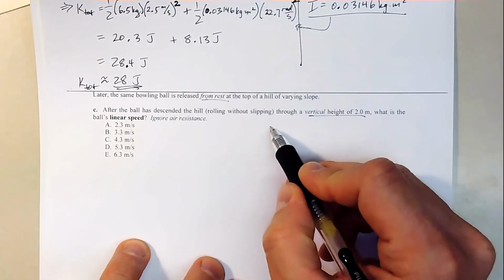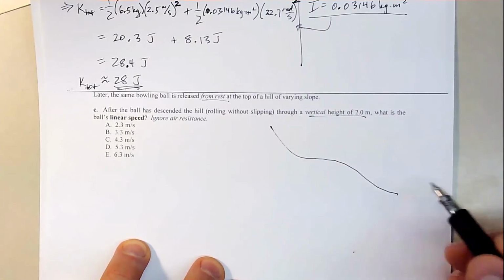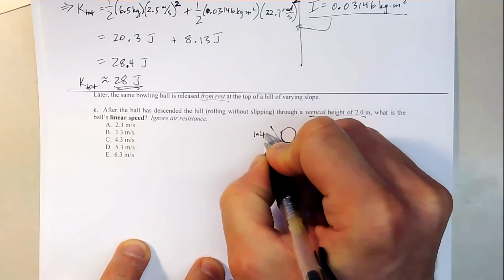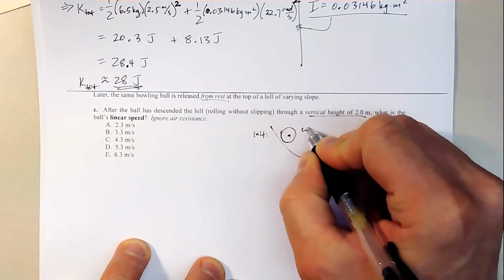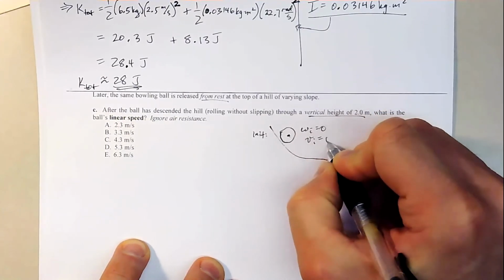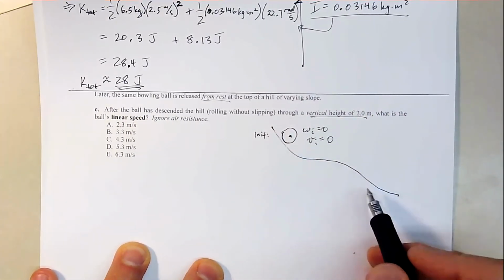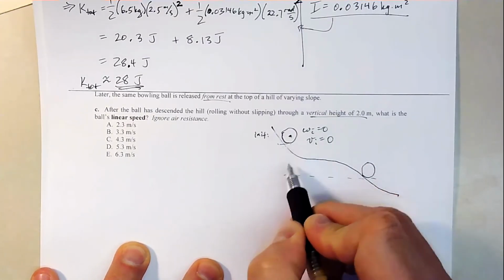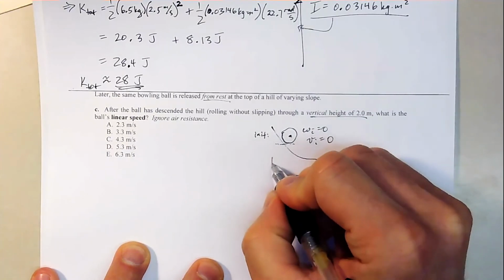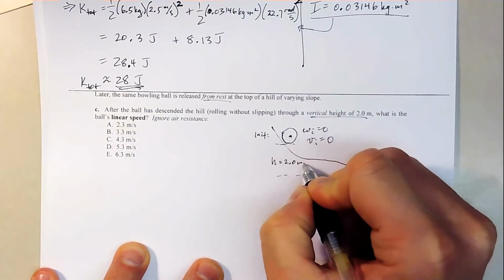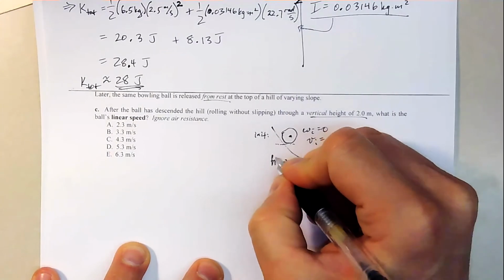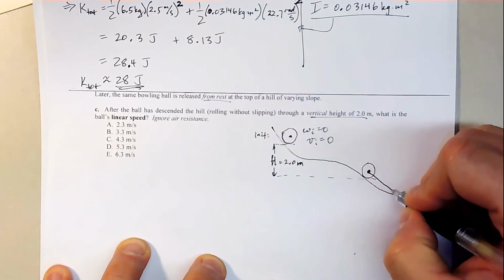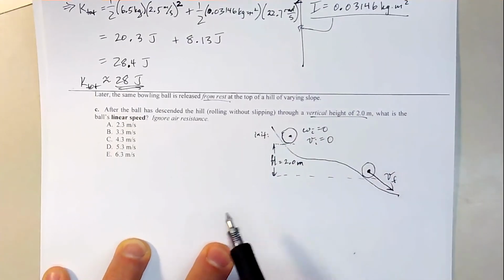So we can consider a hill of varying slope. And suppose that we're going to call this the initial position up here. And it starts with rest. Then it rolls down through a vertical height of 2 meters. So we'll say that this is 2 meters right here. I'll call it capital H. And at that moment, I'm asking, what is its final linear speed?